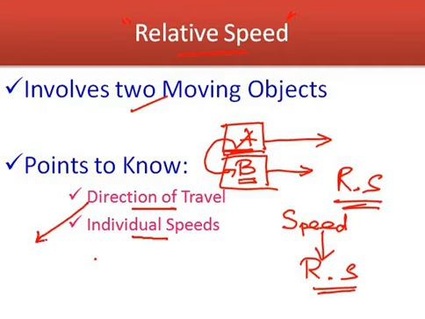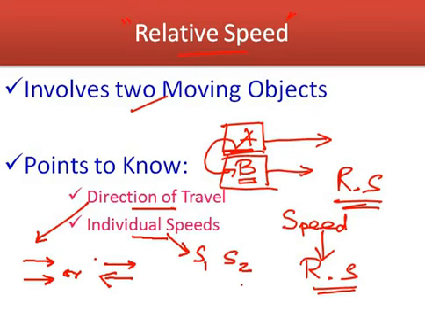When two objects are in motion, there are two possibilities. One, the objects might be moving in the same direction, or the objects might be moving in the opposite direction, right? Why individual speeds? So as we know, relative speed is basically the speed of one moving object with respect to another. So definitely we should know both the values of speeds of the objects.